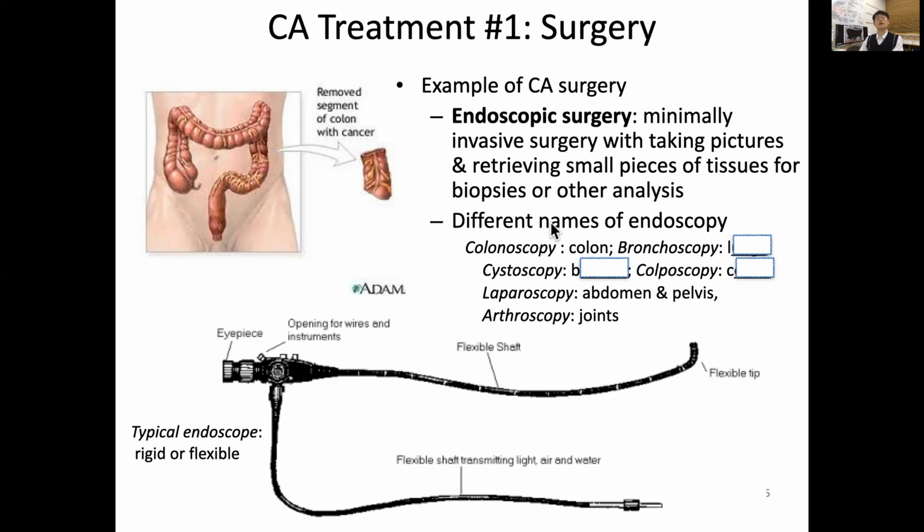Here I put some differently named endoscopies. It's good to know. For example, colonoscopy is for observing the colon. Likewise, bronchoscopy looks at the airways inside the lungs. Cystoscopy is looking at the bladder. Colposcopy, which came before, is looking at the cervix. And of course, laparoscope is looking into the abdomen and pelvis. And there is the arthroscope, used when there's a problem in the joint. So there's another kind of endoscope for looking inside the joint, called arthroscopy.